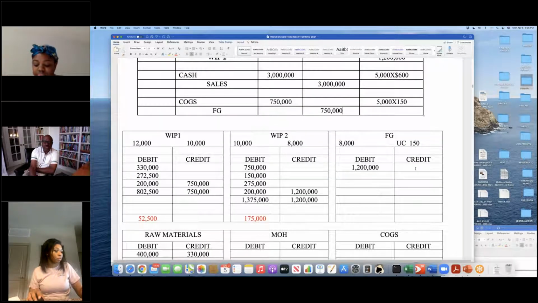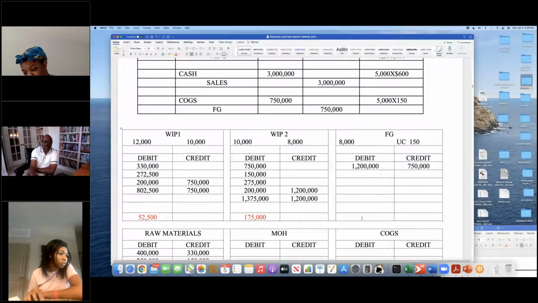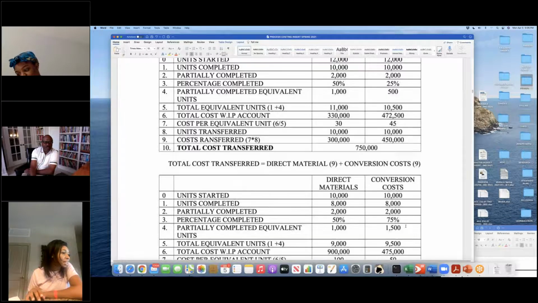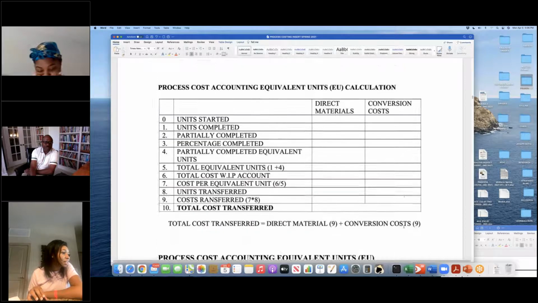So we know we got 750 in finished goods. And we subtract, so 750 minus 1,200,000 is going to give us what? 450,000. Yep, 450,000. So we finished. That's it. That wasn't so bad. I can do that. You can do that.